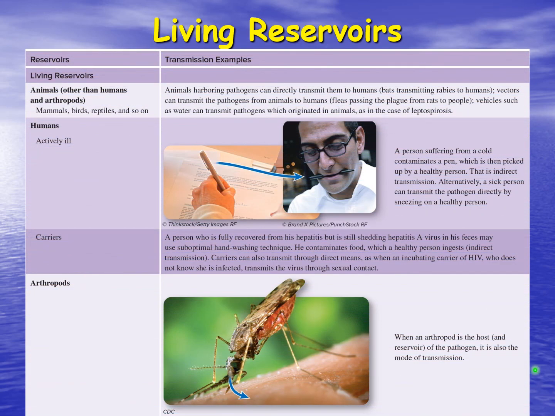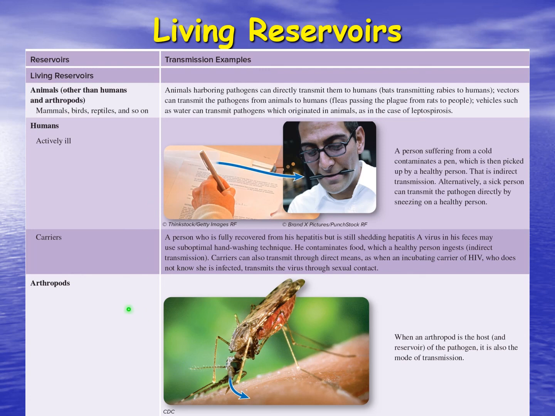So who or what can be living reservoirs? Well, our living reservoirs are animals other than humans or arthropods. And so, yes, of the 2,000 some odd pathogenic diseases that are caused by microbes in humans, we share in common about 1,600 of those with animals. Certainly, another human could be a reservoir, and especially for those diseases that only occur in humans, humans are the reservoir of those diseases.